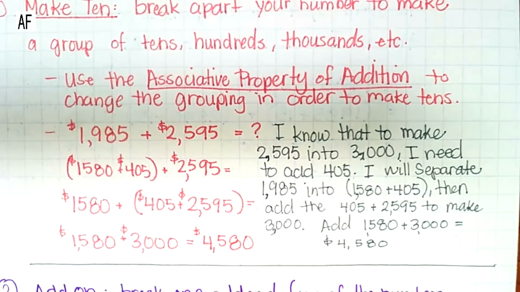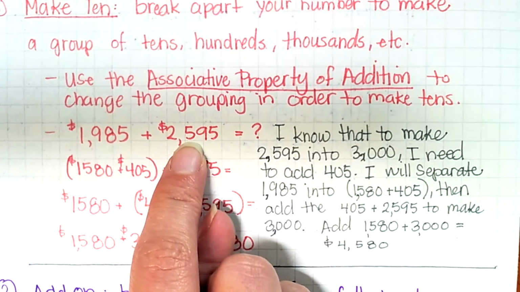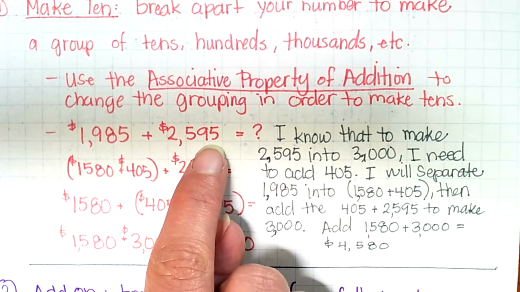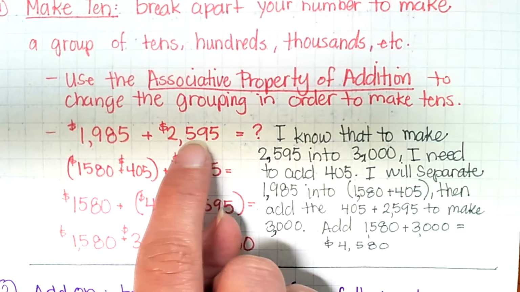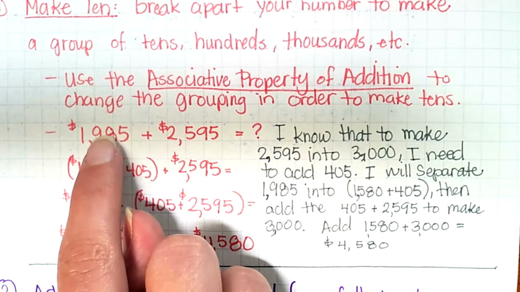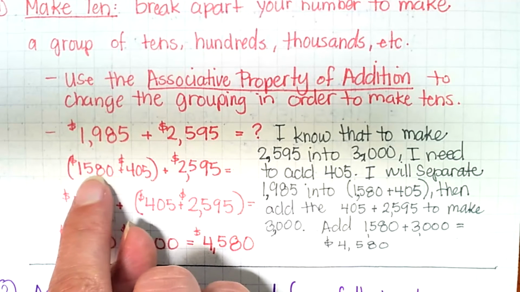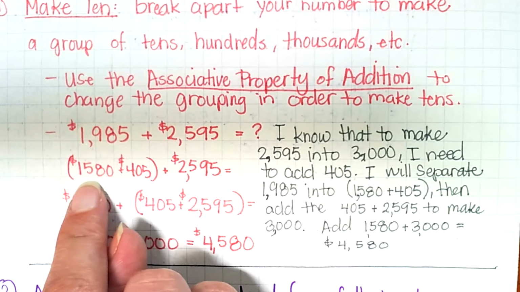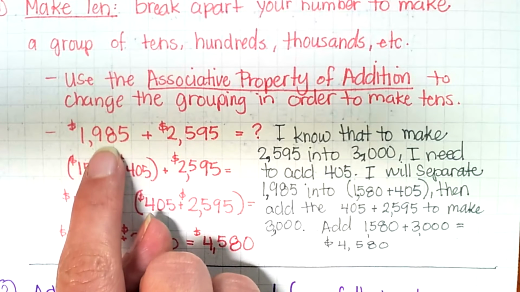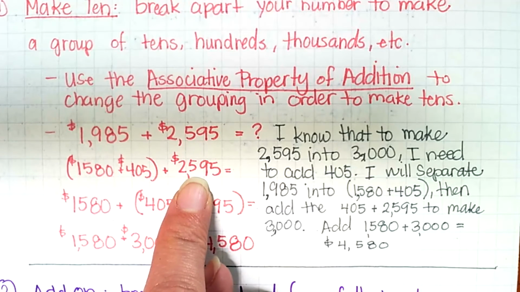So let's stop and take a look at what we have. 1,985 plus 2,595. Now we figured out that to make 2,595 into 2,600, we need 405. So I took my 1,985 and I broke it up into that 405 and whatever's remaining, which would be the 1,580. When you add these two numbers together, you get the 1,985. And then this number stayed the same. We just dropped it down.